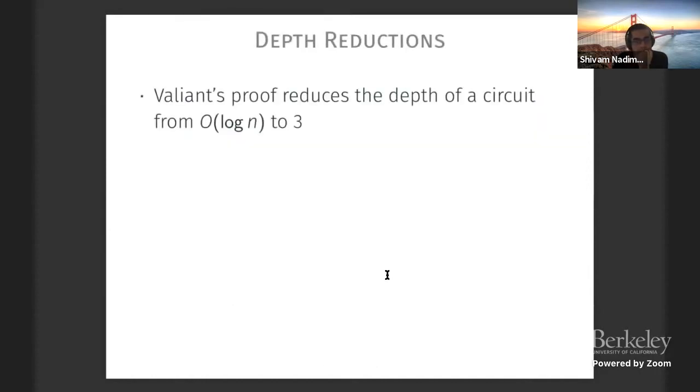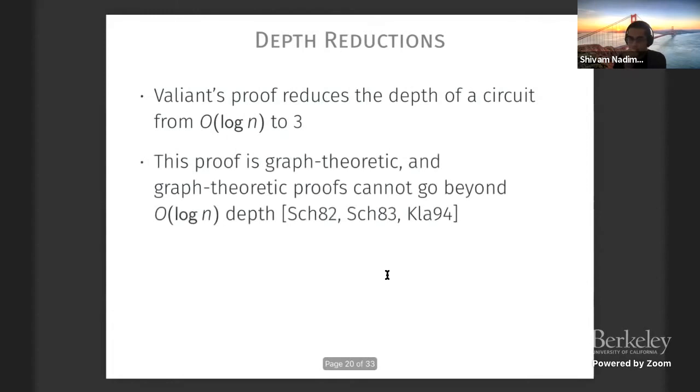All right, so Valiant reduces the depth of a circuit from order of log n to 3, and his proof uses a circuit as a graph. So it never looks at what is computed at every node of a circuit, but it views it as a graph. And it's known that such graph theoretic techniques cannot work for circuits of super logarithmic depth.